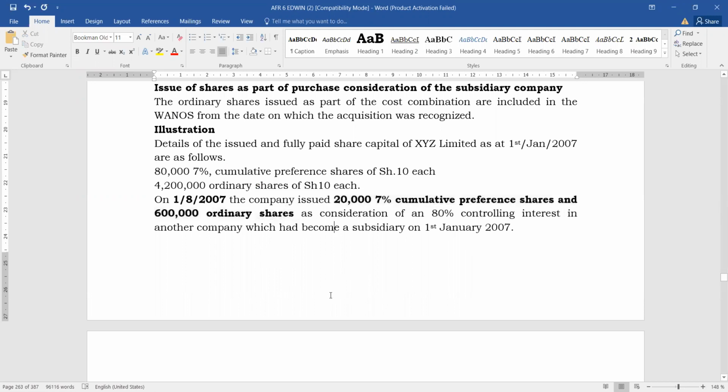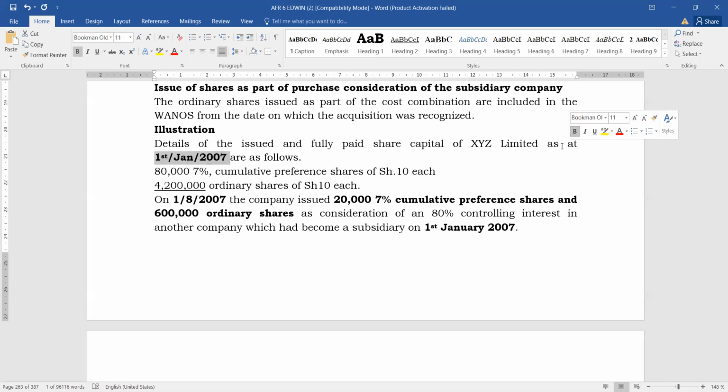Are we together? So there were 20,000 7% cumulative preference shares and 600,000 ordinary shares. They were issued because there was an 80% subsidiary which was acquired. On which date was the subsidiary acquired? 1st January. So when I am doing my weighting, which period am I supposed to consider? On this scenario, there are two things I will weigh. The 4.2 will be weighed from January, because that is the time.